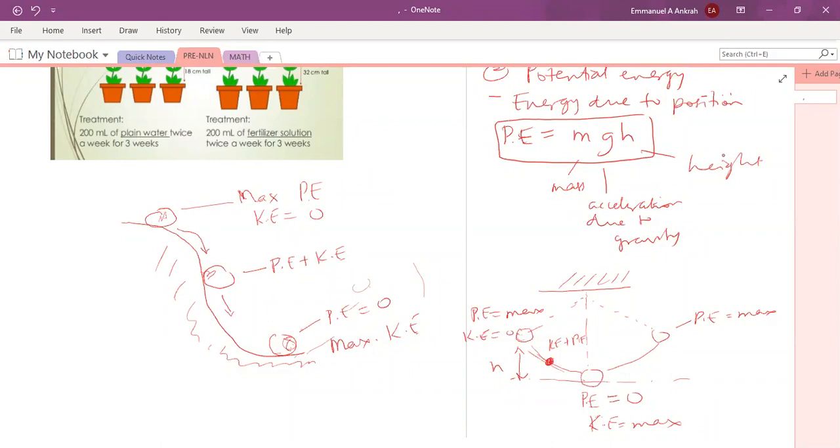Okay, so let's look at 43 and 44. Read the experiment and then answer 43 and 44. Again, the answer is in the question.